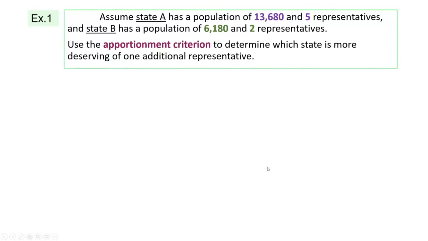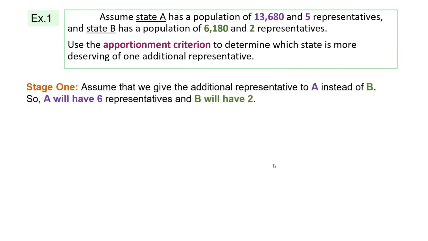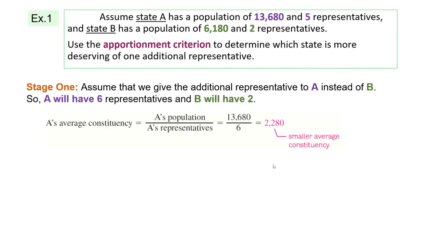So assume that state A has a population of 13,680 and 5 representatives. State B has population 6,180 and 2 representatives. Use the apportionment criterion to determine which state is more deserving of an additional representative. Okay, stage 1. Assume that we give an additional representative to A instead of B. So A will have 6 representatives and B will have the same 2.